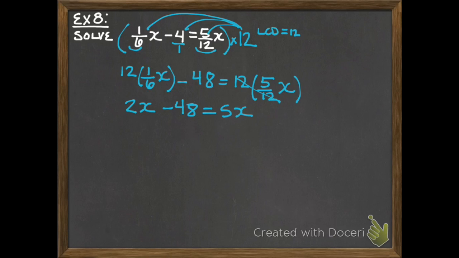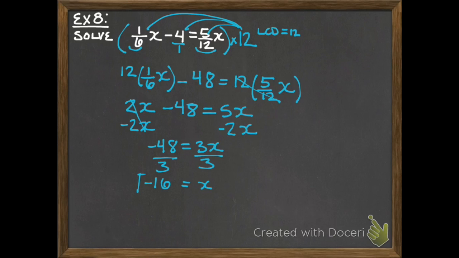Okay, now I just need to get my x's on the same side of the equation, so I'm just going to subtract 2x from both sides. This becomes 0, so I'm left with negative 48 equals 3x. Divide both sides by 3, and I end up with x equals negative 16 as my final answer.